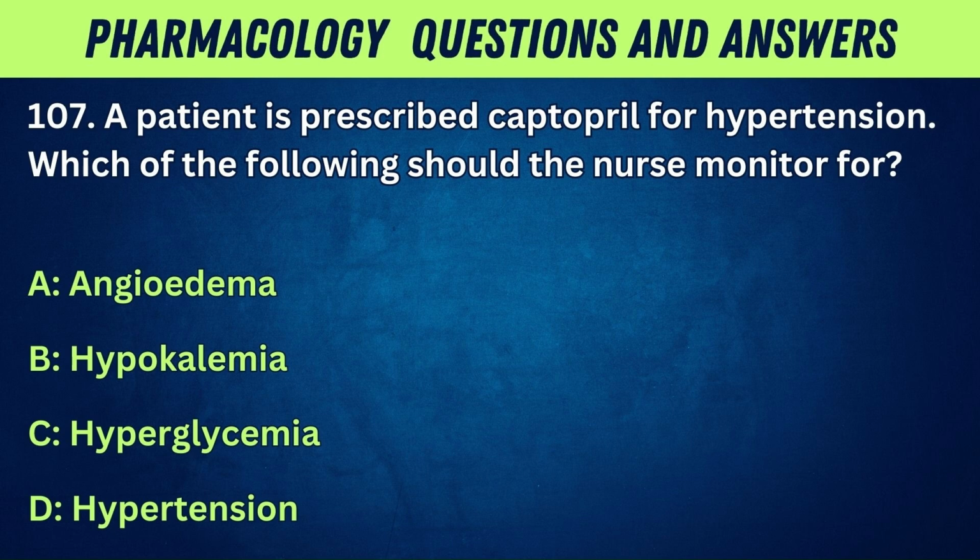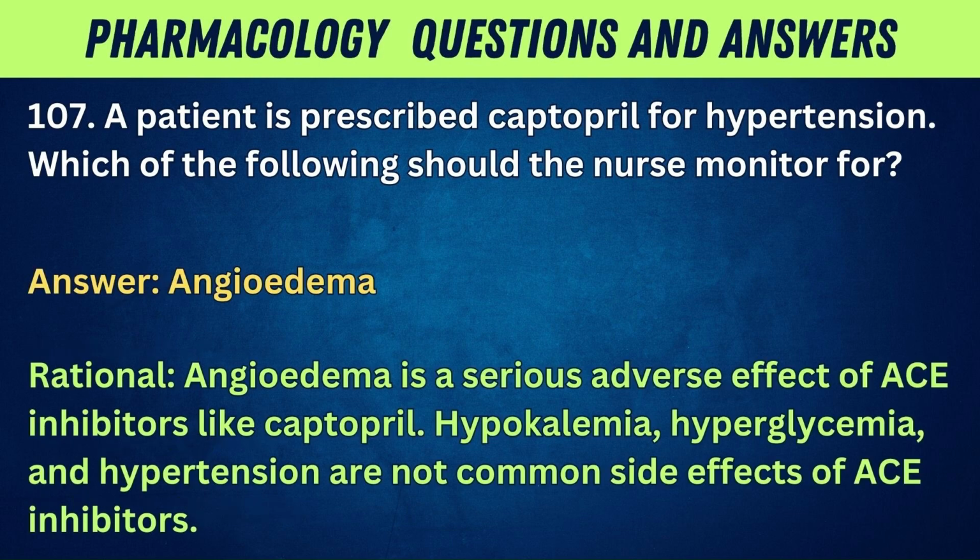107. A patient is prescribed captopril for hypertension. Which of the following should the nurse monitor for? A. Angioedema. B. Hypokalemia. C. Hyperglycemia. D. Hypertension. Answer: angioedema. Rationale: Angioedema is a serious adverse effect of ACE inhibitors like captopril. Hypokalemia, hyperglycemia, and hypertension are not common side effects of ACE inhibitors.